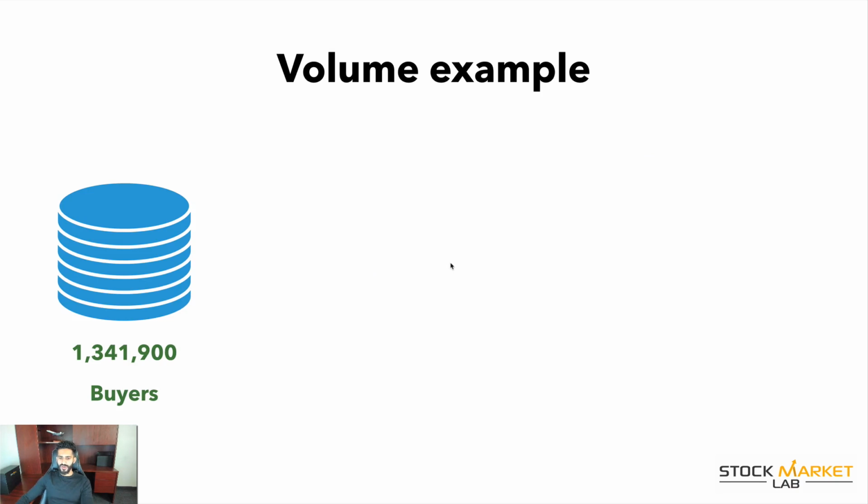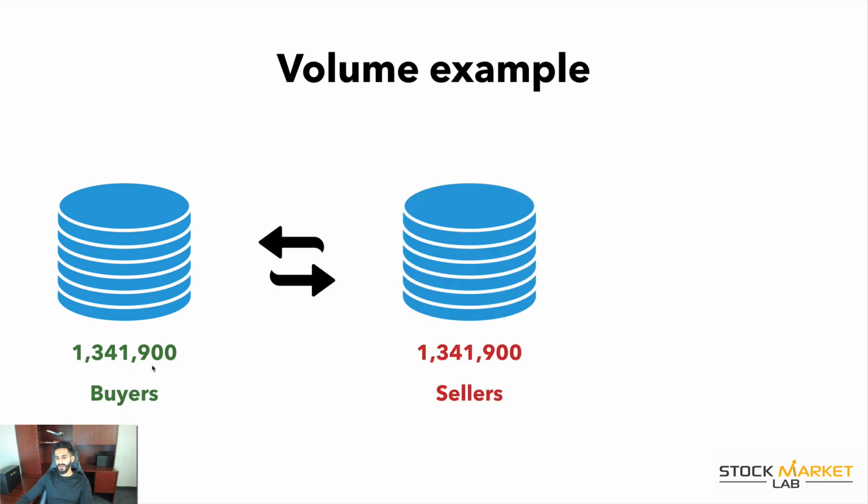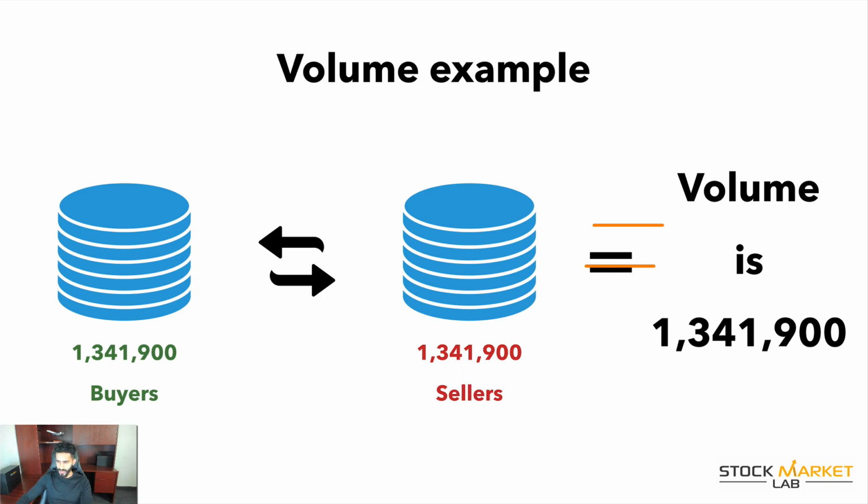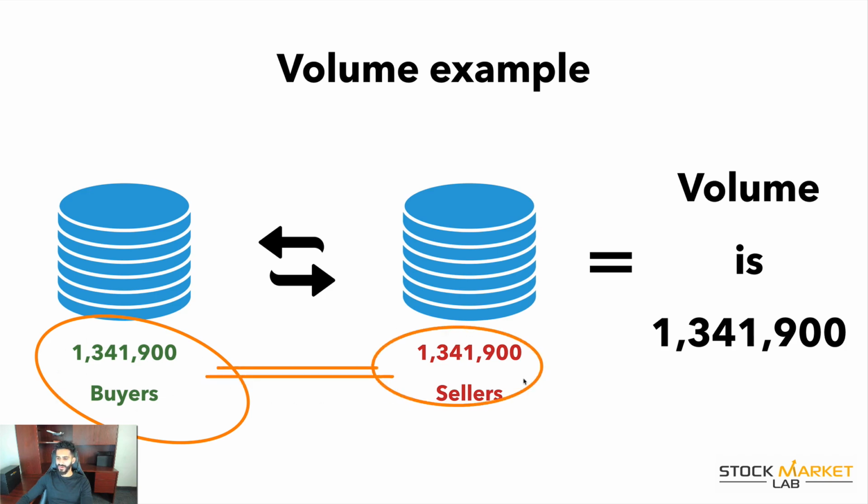Now, volume example, just to refresh again: if there's 1,341,900 buyers and the same amount of sellers, what is the volume? The volume is 1.3 million. It's the same amount. Once again, for every buyer, there needs to be a seller. If there's this many sellers, there needs to be buyers. The volume equates to the total amount. You do not add these two numbers. And I'm bringing the same example up over and over again because I want to implement this in everyone's heads, that there's no such thing as more buyers than sellers. Volume just represents the total number of transactions.